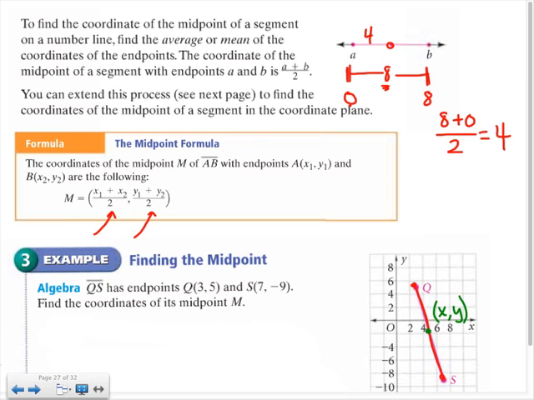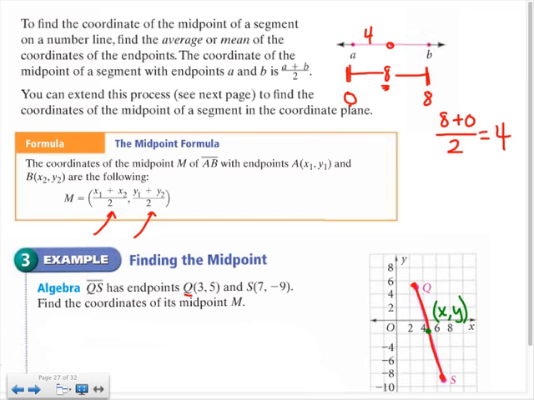And finding that xy coordinate is actually quite easy. I just have to average the x's for Q and S and then average the y's for Q and S. So let's try this out. This line segment QS, we're given the endpoints, Q at 3, 5, and S lies at 7, negative 9. We didn't really need to be given those points. We can read them from the graph, but that's okay.